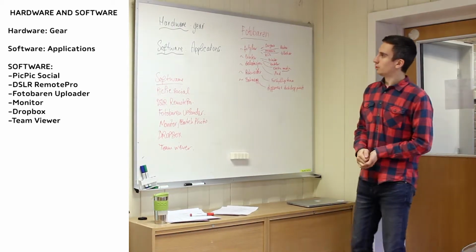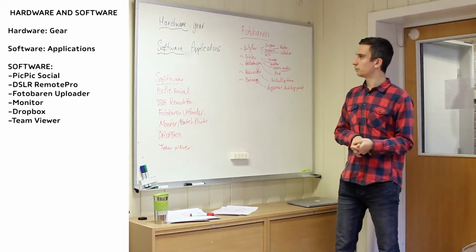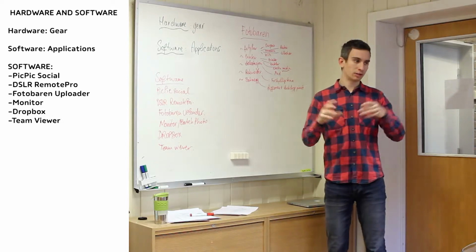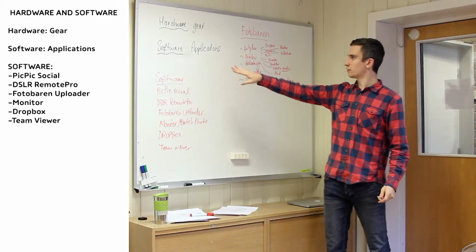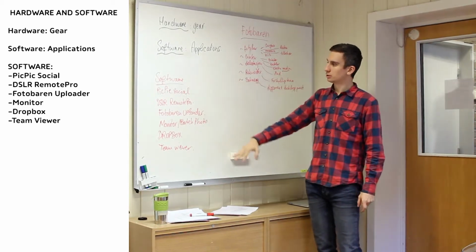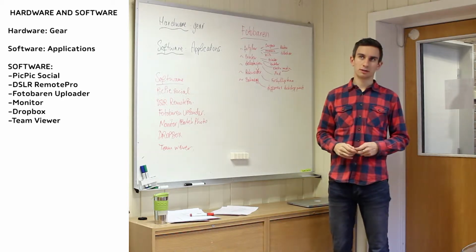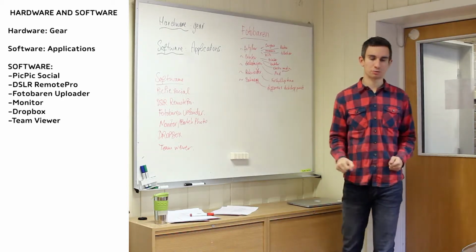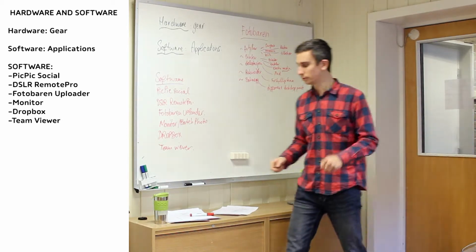Okay, so in this part, it's going to last about 20 minutes. We're going to talk about hardware, so the gear we use, like the physical items that we use, and also the software and applications that we use. So these together make up our tools of trade or business. So these things make the photobar run, and they're really, really important.